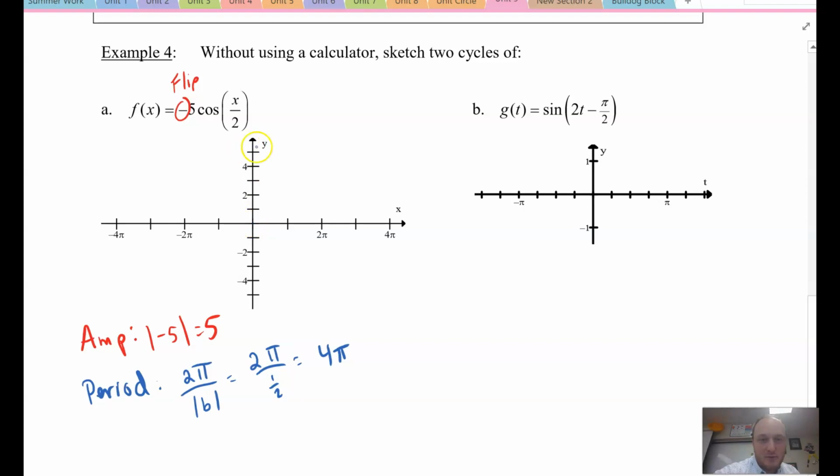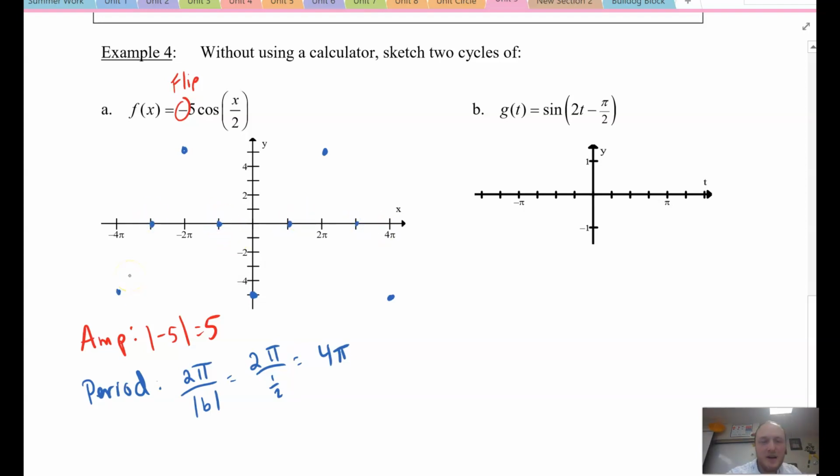So in this case, our maximum would be 5, but it's negative, so we have to flip. Okay, so I have a starting point here, and every 4 pi, that's our period, it's going to repeat at negative 5. And then in between, we're going to have a max. So up here, and then up here, and in between that, we have our intercepts.